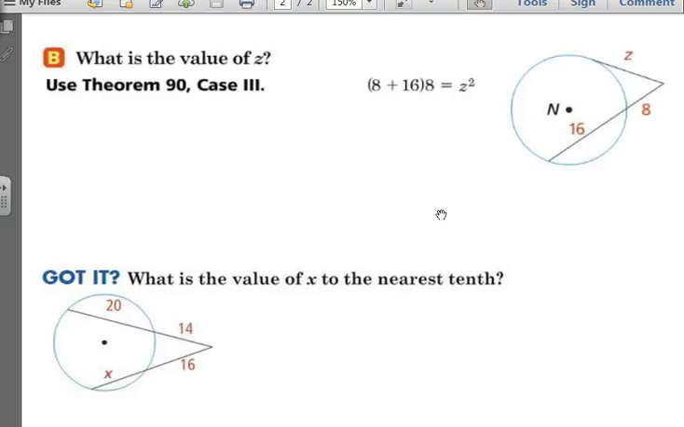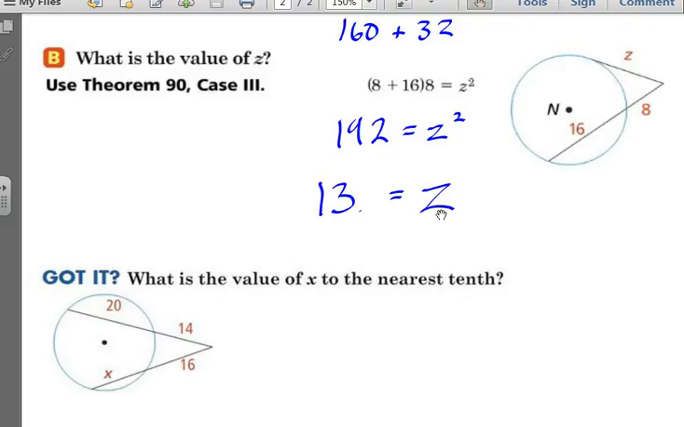Here, all we really have to do is solve for a square root. So 8 plus 16 gives me 24 times 8. Break it up. 8 times 20 gives me 160. 8 times 4 gives me 32. 192 equals z squared. Is that a perfect square? No. So what's it come out to? Closest. Let's go decimal. 13.856. So 13.9 if we round to the tenths.